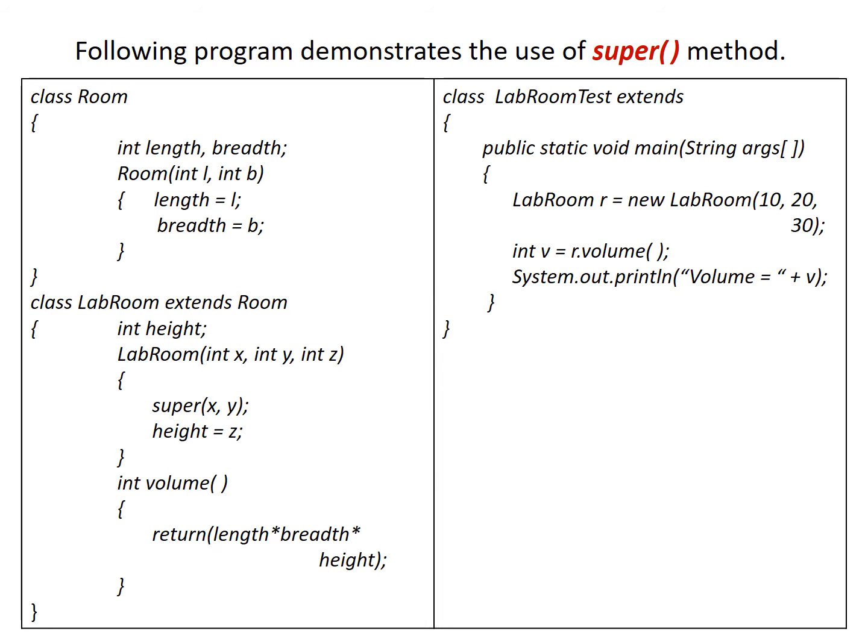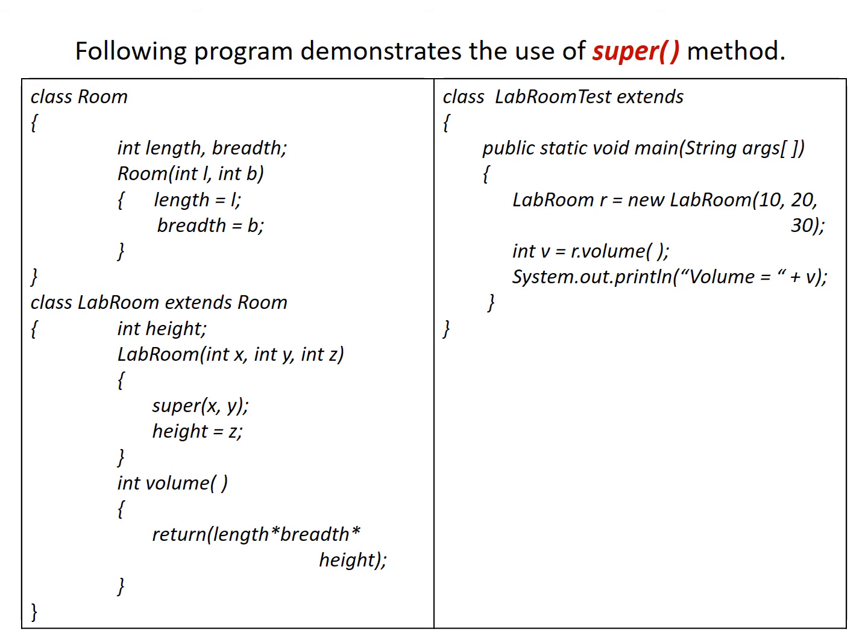Here is a program which demonstrates the use of the super method. In this program, there are 3 classes. The first one is Room, second is LabRoom, and the third one is LabRoomTest. The LabRoom class is created by using the Room class. That is, for the LabRoom class, Room is the parent class, or we call it the superclass.